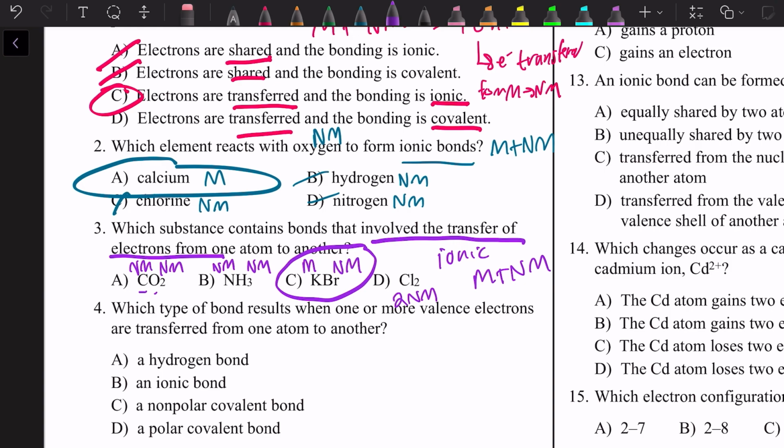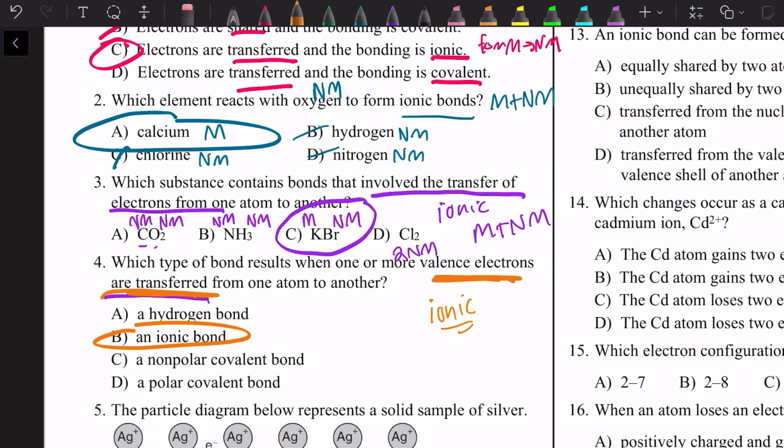Number four, which type of bond results when one or more valence electrons are transferred? So again, we are focusing on the transfer of electrons, and that is our ionic bond. Again, if you forget that, of the four answer choices, we've only ever talked about ionic bonds. But again, transfer of electrons is ionic.